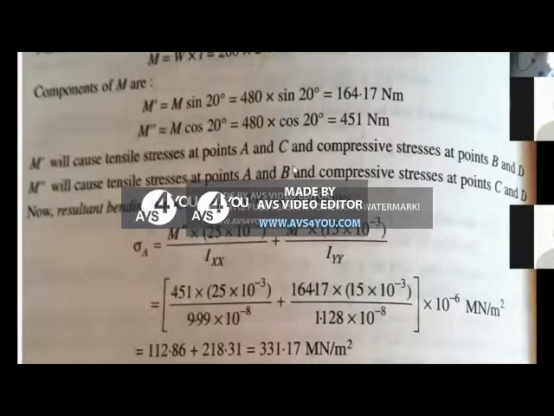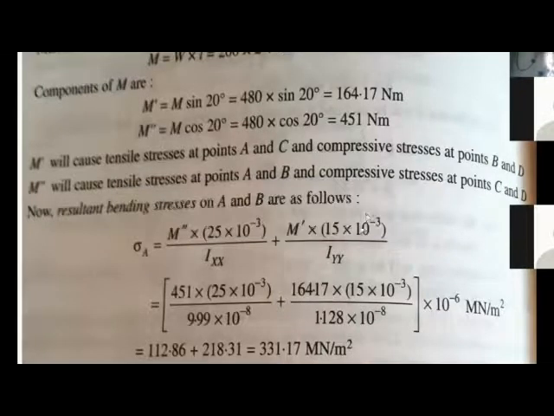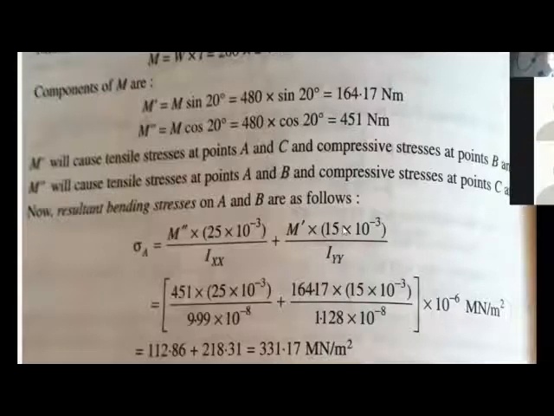M double dash into 25 into 10 power minus 3 by IXX plus M dash into 15 into 10 power minus 3 by IXX. This 10 power minus 3 is to convert it into meters. This is 25 mm, this is 15 mm, so into 10 power minus 3 will give you meters. IXX and IVV also are to be used in millimeter to the power 4 as moments of inertia. So take care of these units.